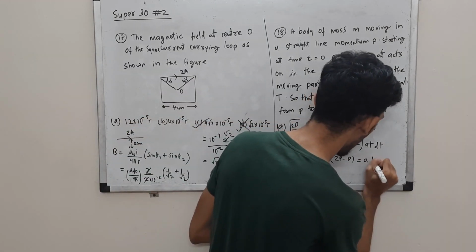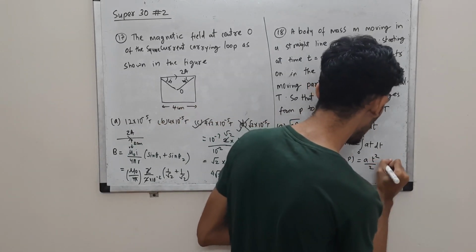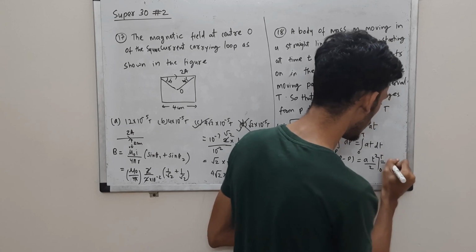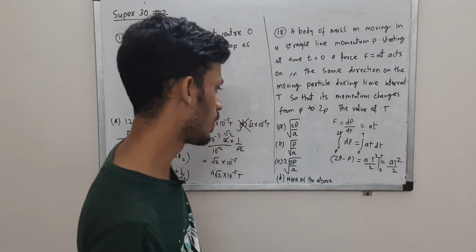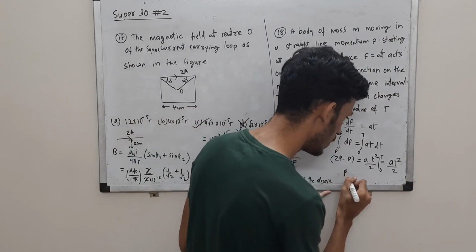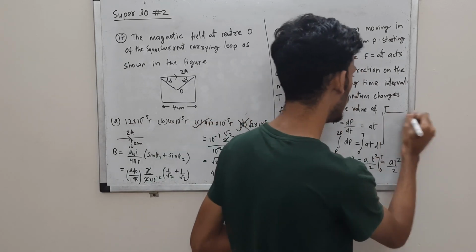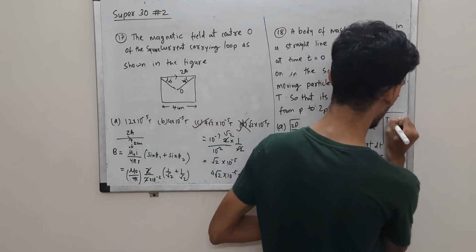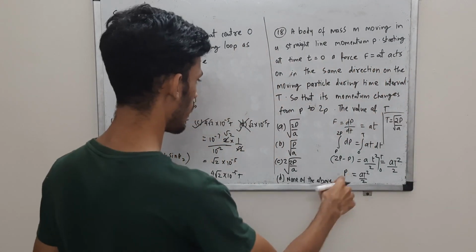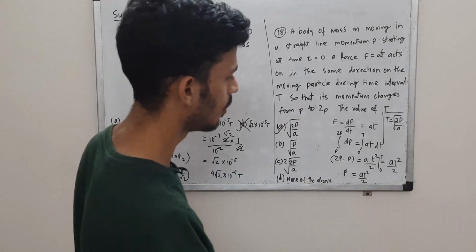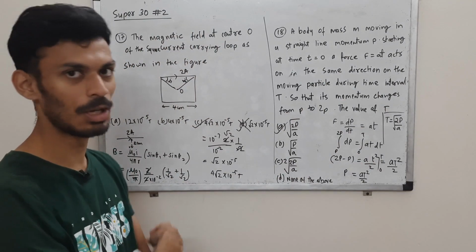A is a constant, and this goes from 0 to capital T. The integral is t square by 2, and when you apply the limits 0 to T, it will be capital T square by 2. Now A T square by 2 is equal to P, so you can find the value of T from here, very simple, right? T will become under root 2P by A, which is option A. So we just had to use F = dP/dt, equate it and integrate. So that's about 17 and 18. Over to the next question.